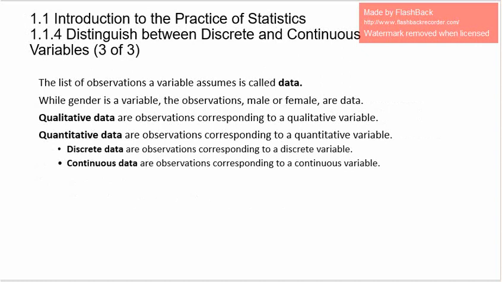Observations a variable assumes are called data. While gender is a variable, the observations, male or female, are data. Qualitative data are observations corresponding to qualitative variables. Quantitative data are observations corresponding to quantitative variables. Discrete data are observations corresponding to a discrete variable. Continuous data are observations corresponding to a continuous variable.